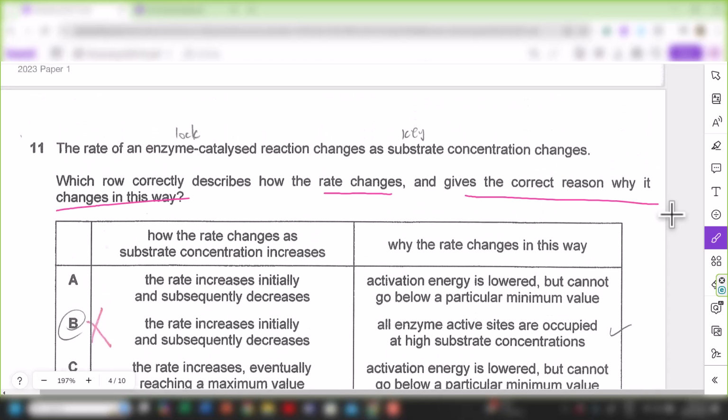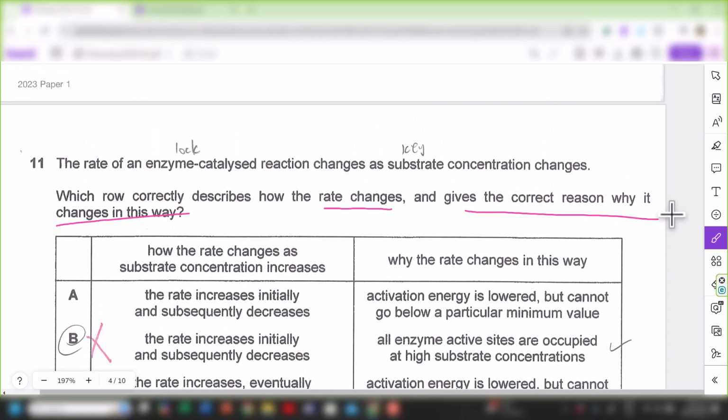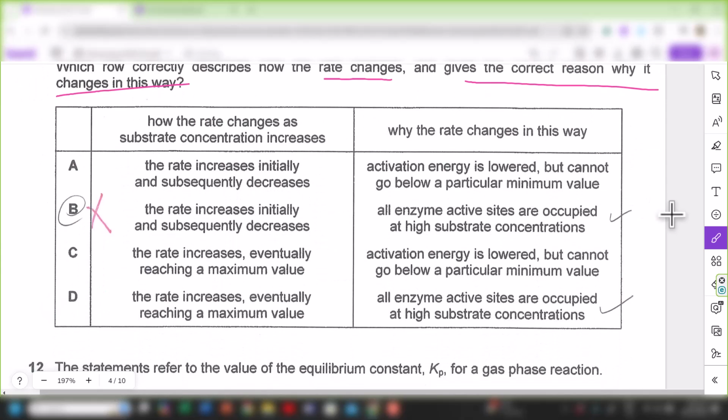So if you recall the enzyme catalyzed kinetics, the graph will look something like that. We have rates over here, and then we have the concentration of the substrate. It increases and then it plateaus. So if we look at all the options, we are probably looking at option C or option D. Increases and reaches a maximum value. And then we look at the reason.